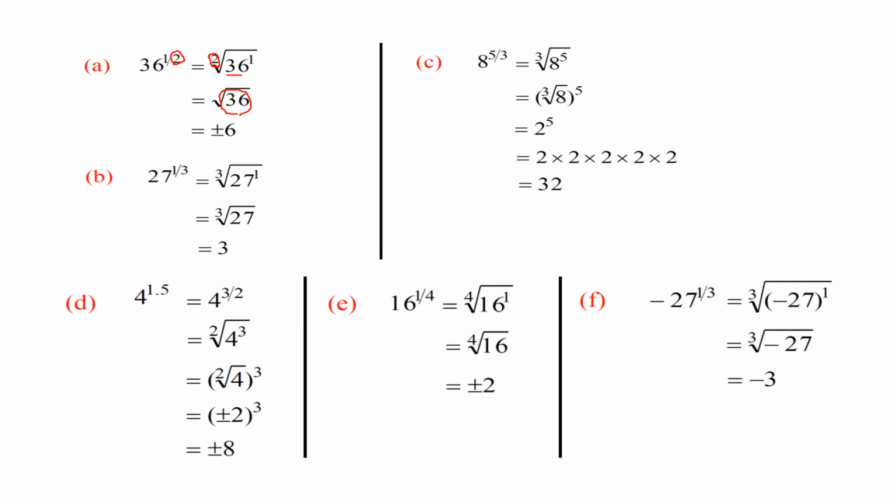So for avoiding this, apply the second rule. So we can take this power outside the root. So it becomes cube root of 8, the whole power 5. So cube root of 8 is 2. 2 power 5 is 32.